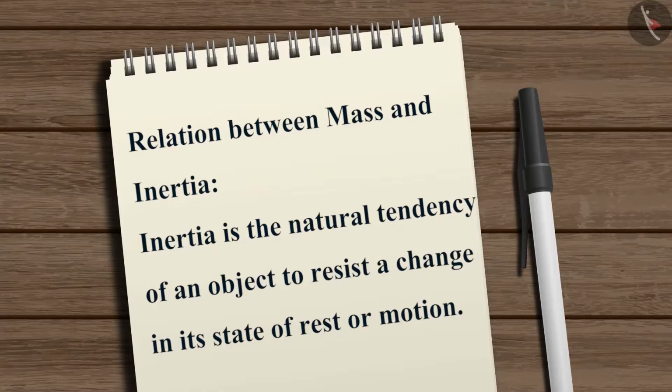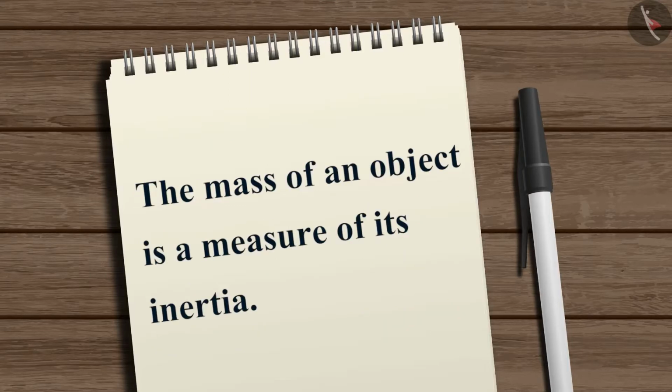Thus, the relation between mass and inertia can be stated as follows. Inertia is the natural tendency of an object to resist a change in its state of rest or motion. And the mass of an object is a measure of its inertia.